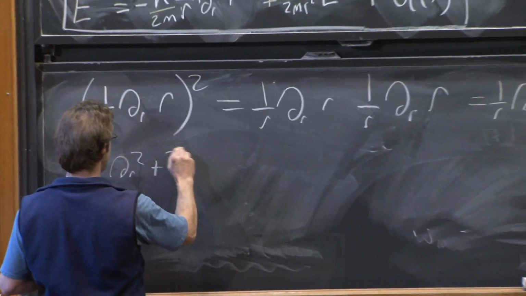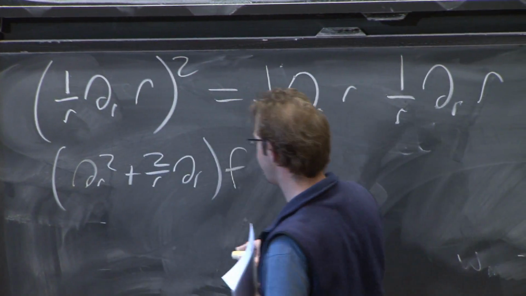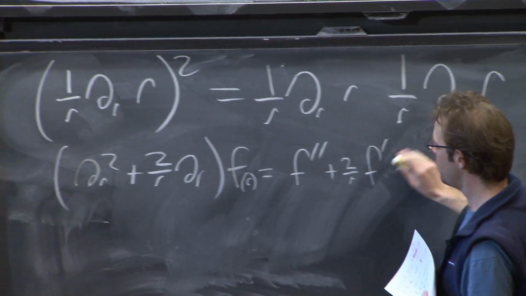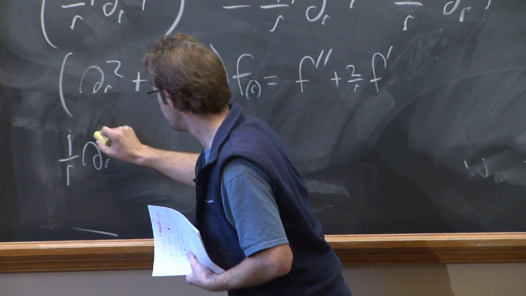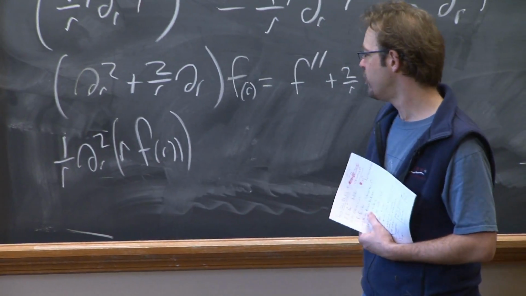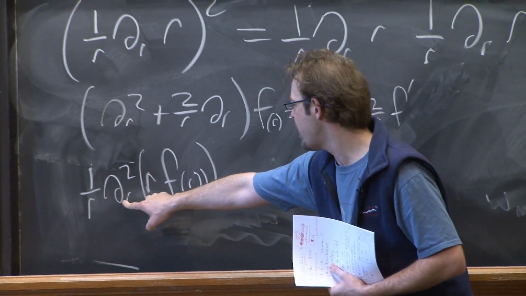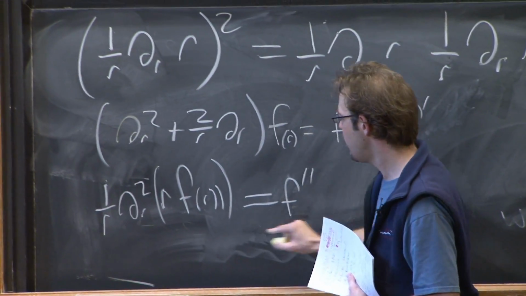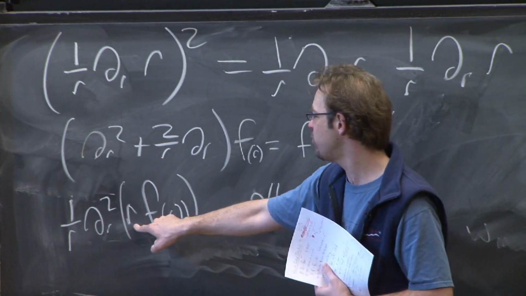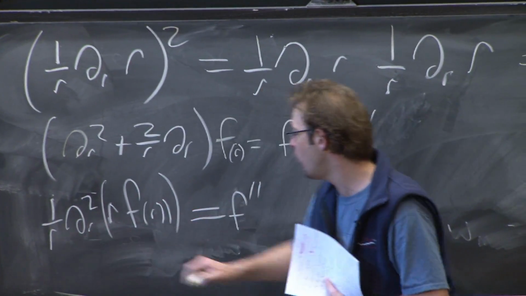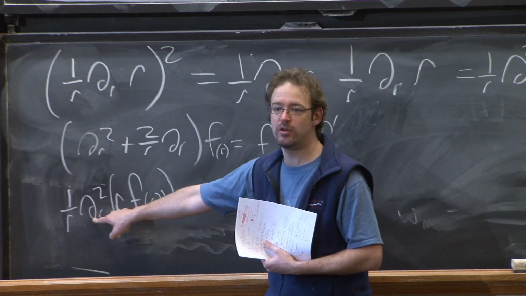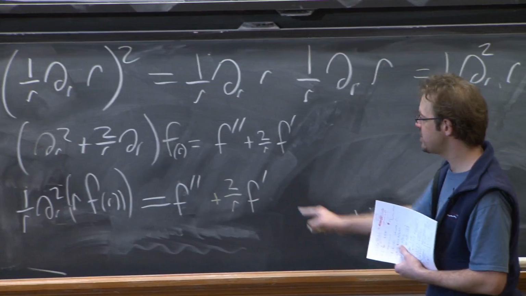So dr squared plus 2 over r dr acting on a function, if this is a function of r, is equal to f prime prime plus 2 over r f prime. On the other hand, 1 over r dr squared r acting on f of r: well, these derivatives can hit either the r or the f. So there's going to be a term where both derivatives hit f, in which case the r's cancel and I get f prime prime. There's going to be two terms where one of the d's hits the r and gives me 1, and one hits the f and gives me f prime. And then there's an overall 1 over r, giving 2 over r f prime. And then there's a term where two d's hit the r, but that's 0. So these guys are equal to each other.